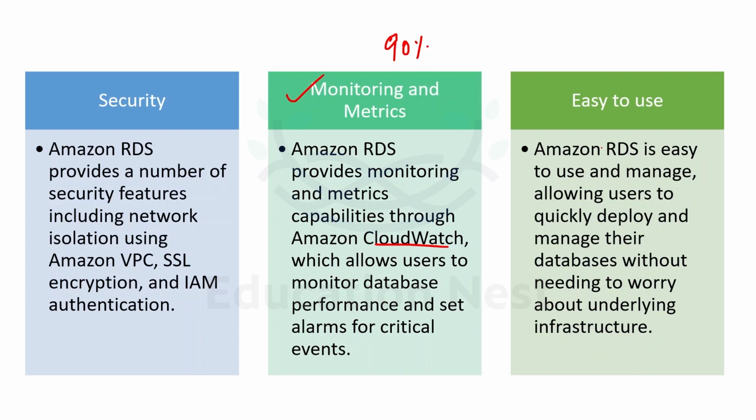Lastly, because it is a managed service, it is easy to use. You can launch your database within a few clicks without needing to worry about the underlying infrastructure, and everything would be managed by AWS. So these are all the features which make RDS a good choice for running your relational database on AWS.